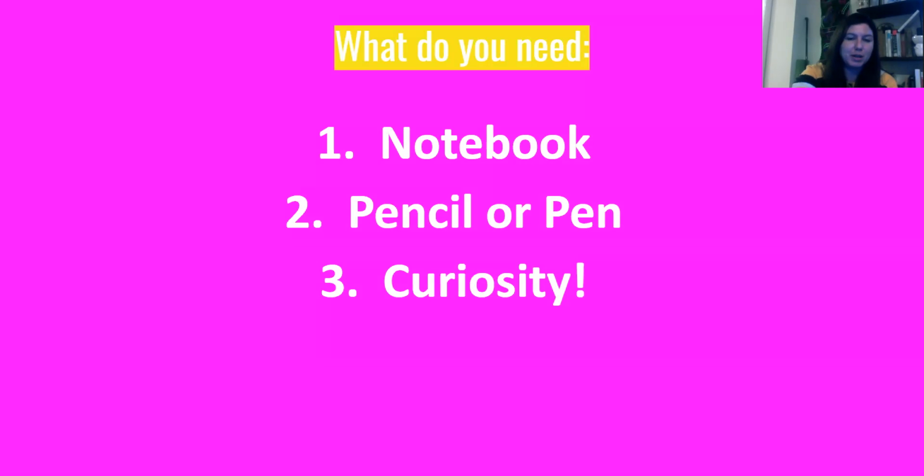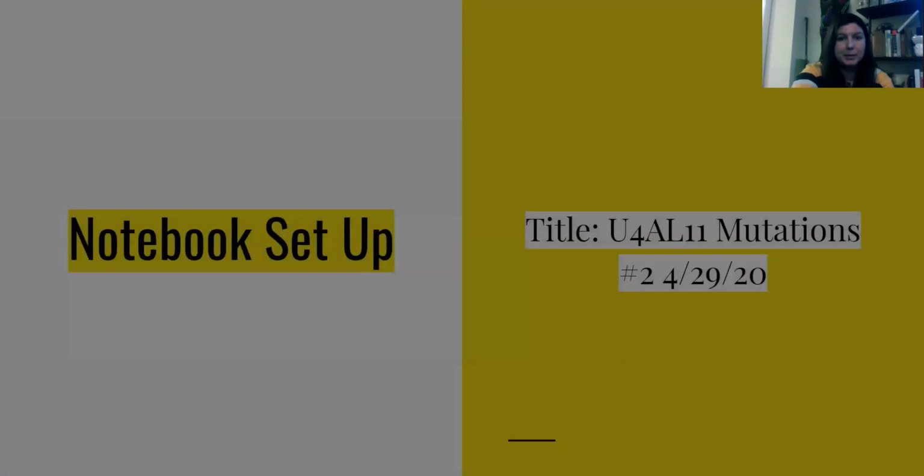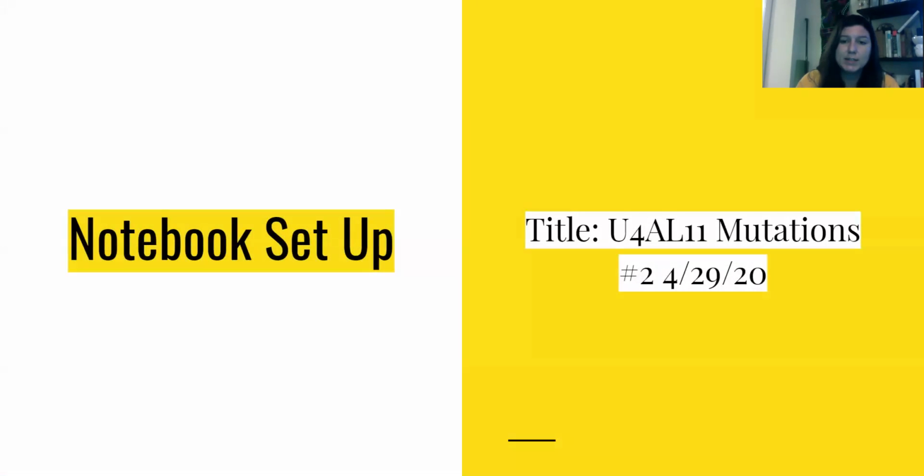You'll need your notebook, pen or pencil. You're just going to add a couple of notes to yesterday's notes, but you will need your notes from yesterday as review to do today's classwork. You can title today Unit 4A, Lesson 11, Mutations number 2, 429.